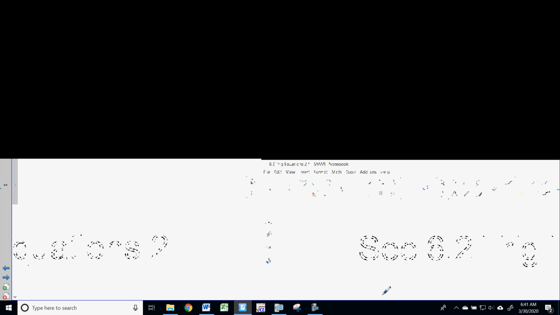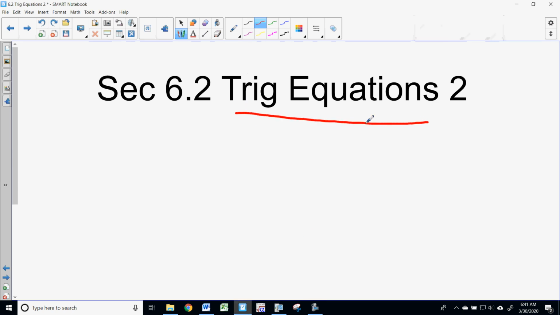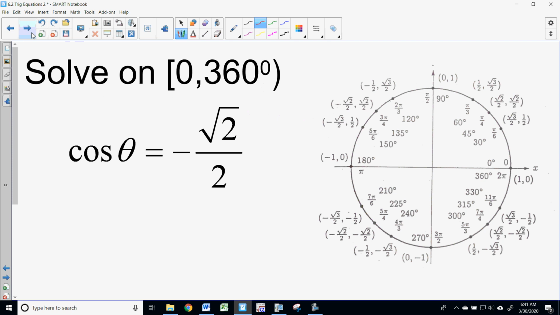In this video, we are going to look at trig equations, but we're going to add something from what we looked at with trig equations previously. So to get us started, let's look at where we were previously looking at trig equations.